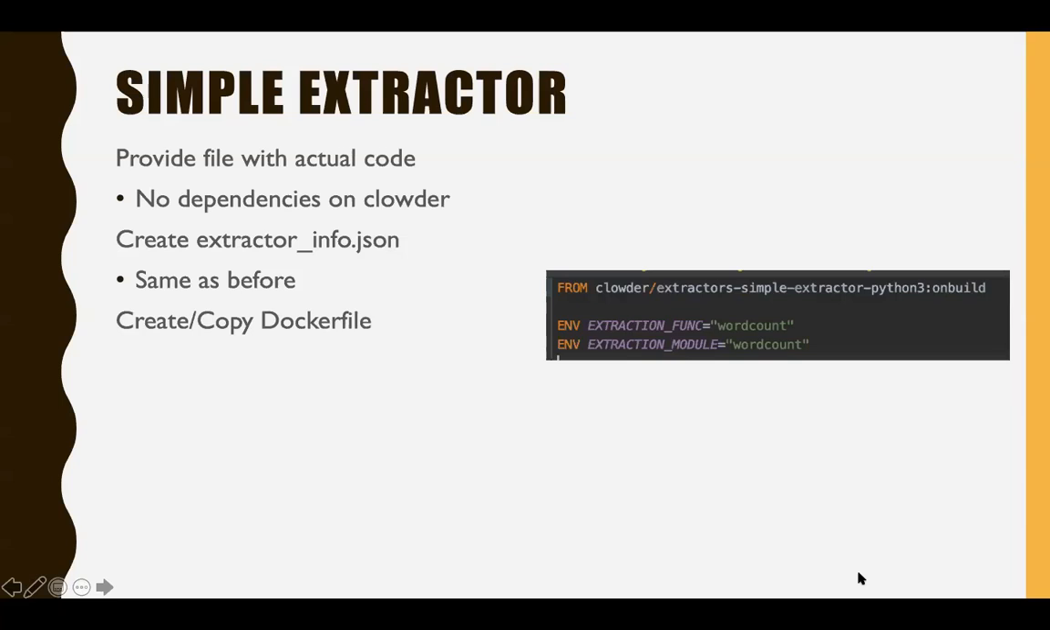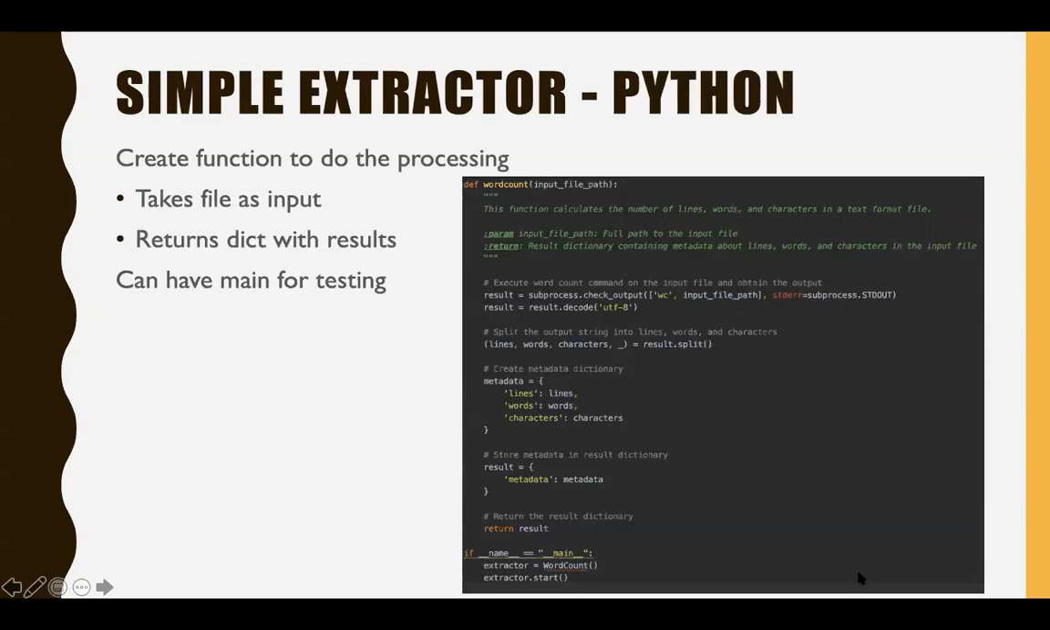Notice how the Docker file basically holds the environment variables that you specify. What is the extractor function, and what is the extractor module that you want to use? What is the file that you want to call? So if I look at an example, here is the full file for a simple extractor.